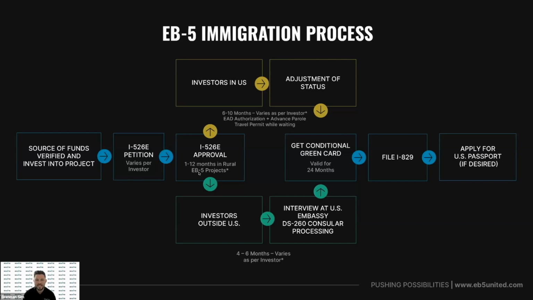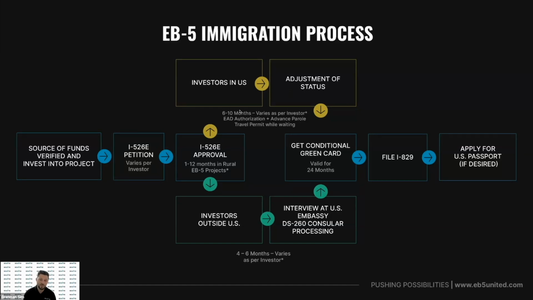If you are inside the United States when you file your petition, we discussed earlier concurrent filing, where you also file your 485 change of status at the same time that you file your I-526E petition. So if you do that, you would have an EAD work authorization and advanced parole travel permit within about 3 to 4 months after filing, before you even receive your I-526E approval. So you'll have the work permit, the travel permit, and then once your I-526E is approved, usually within about 6 to 10 months, people will receive the approval on their adjustment of status.